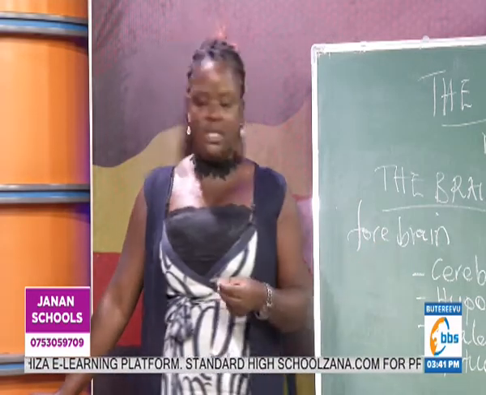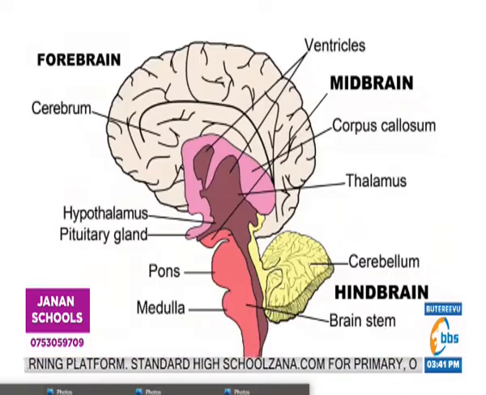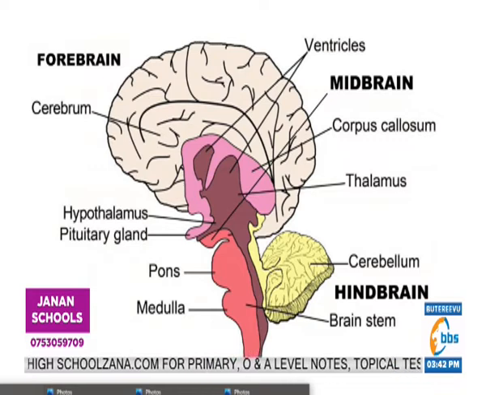The second part is the thalamus. The thalamus, as you can see, it is that maroon part. Now the cerebrum is that folded part that is creamy white. Then below it we have the pink part, that is the corpus callosum. Then below the corpus callosum, that is where we have the thalamus. You can see it is maroon in color.